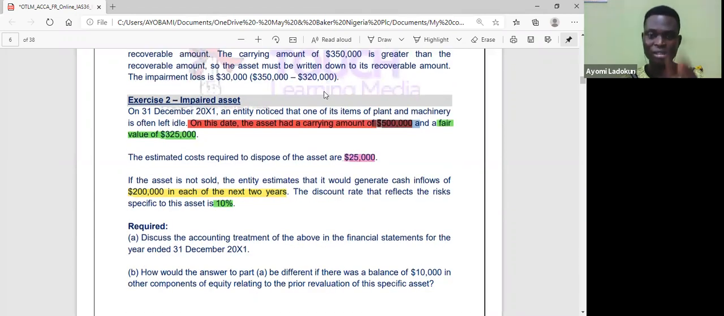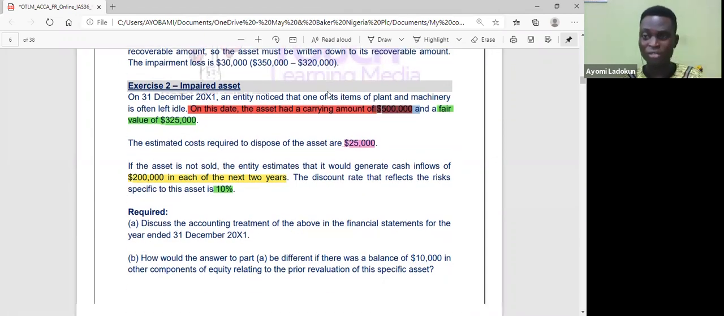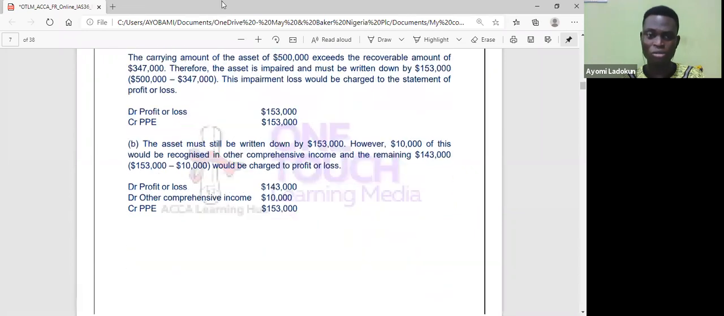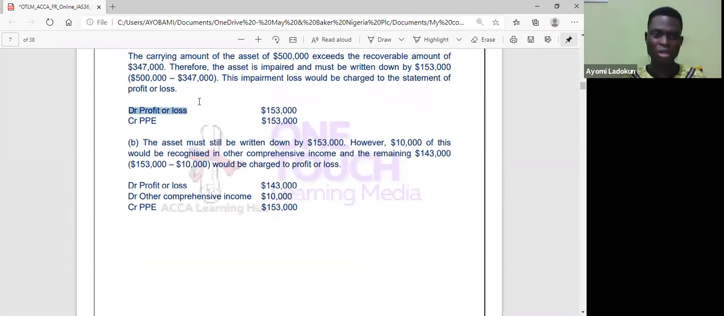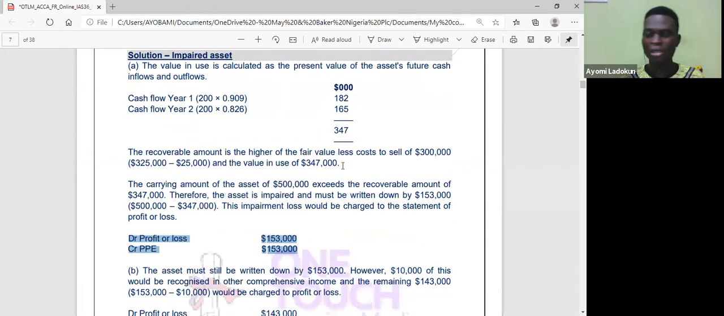So that difference, 500,000 minus 347, gives me 153. Where do I take it to? Profit or loss account. So you debit profit or loss and you credit property, plant and equipment. Can you look at that?